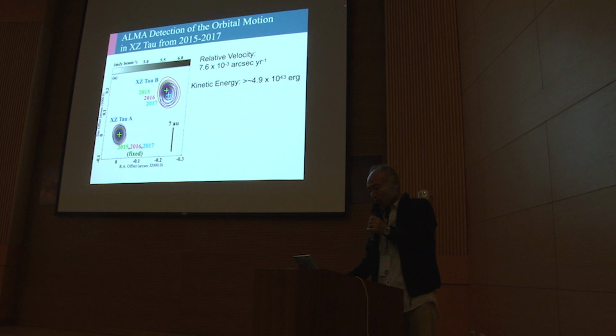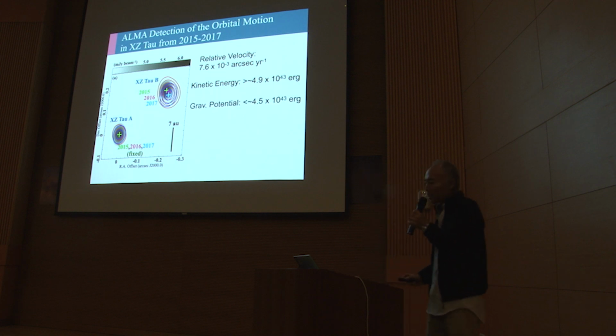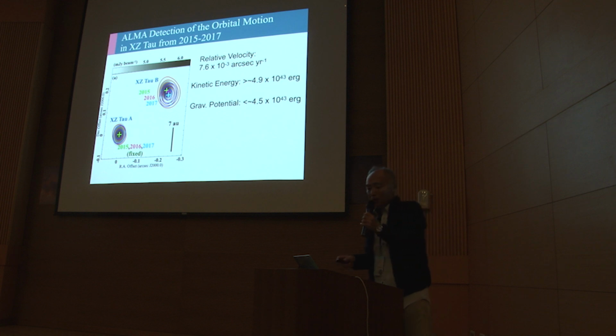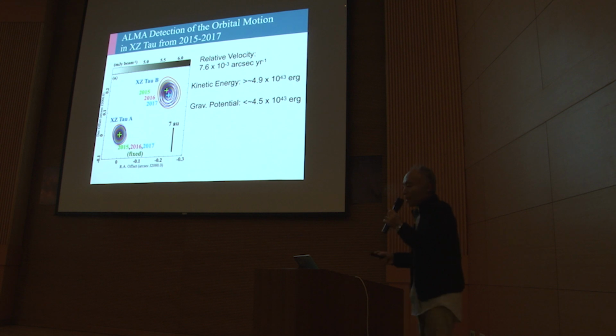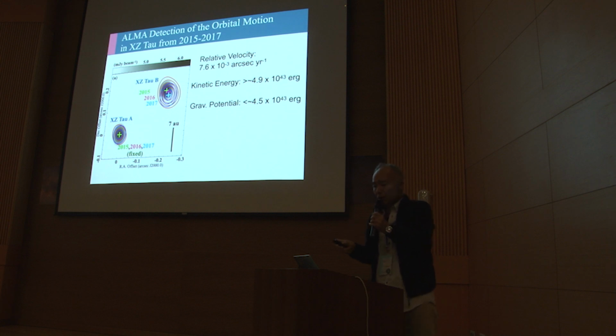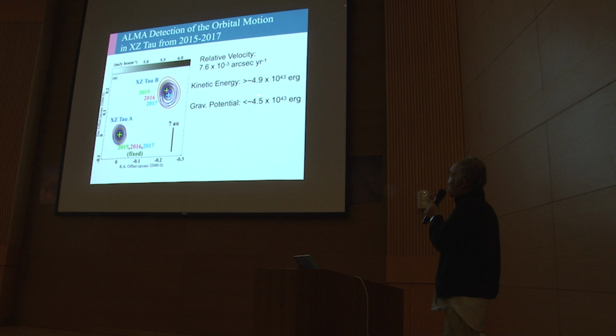So if you consider the 3-dimensional velocity, this should be a lower limit. Then on the other hand, we can also measure the gravitational potential because we know the mass of these two sources. These are optically visible, so we can measure the stellar mass, and then you can simply use those masses and this separation to calculate the gravitational potential. But in this case, this separation is a projected separation. So again, we have to think about the 3-dimensional separation. Then this number should be an upper limit of the gravitational potential.